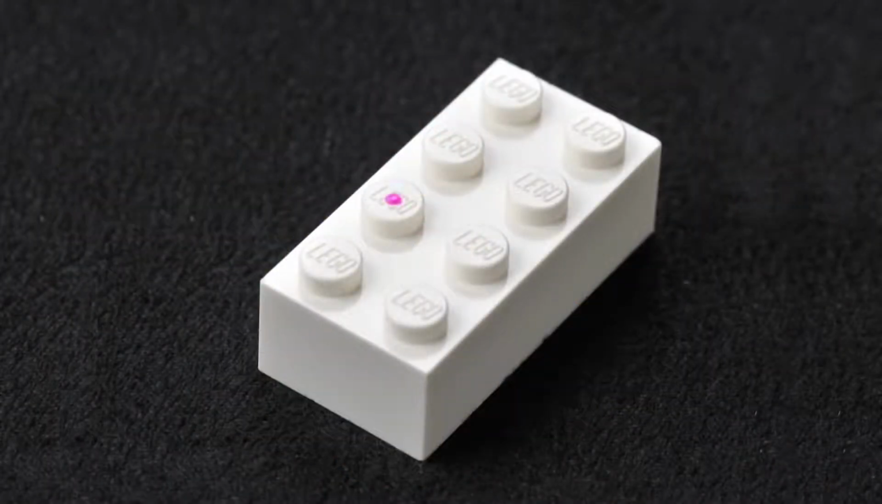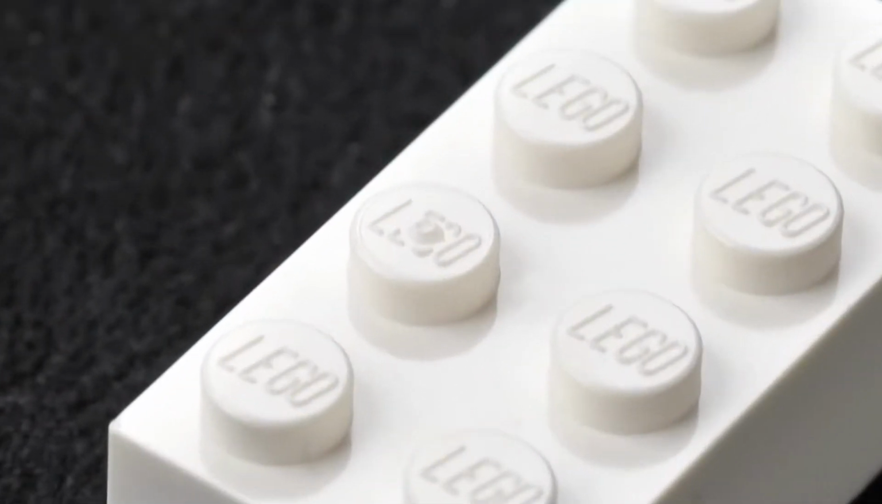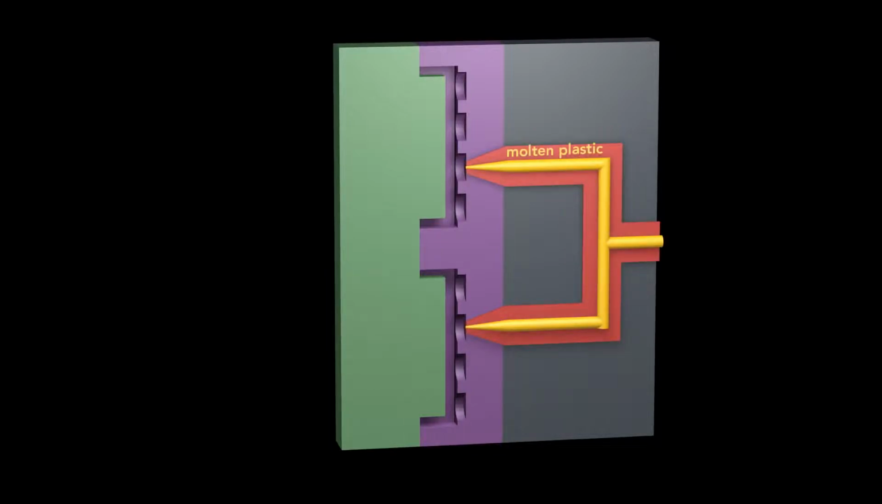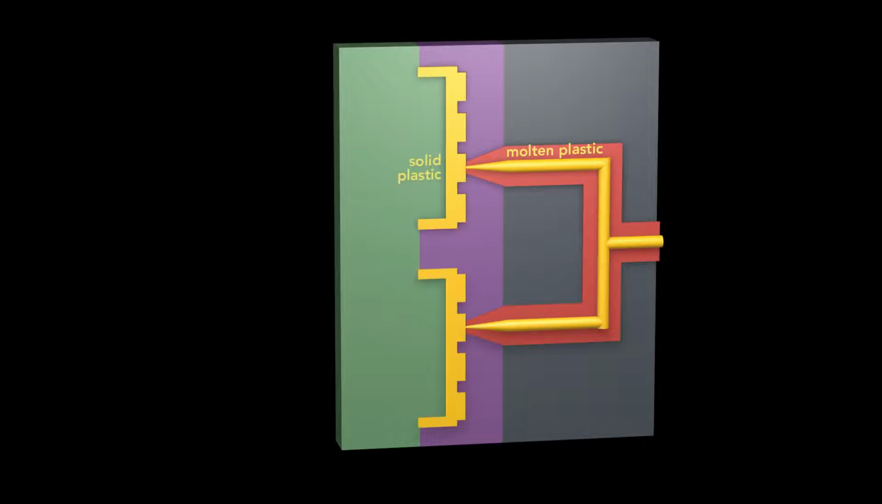One impressive example of injection molding is the Lego brick. You can see the injection point in the middle of a stud, but this is not from a gate or a sprue. The Lego molds use hot runners. Hot runners are a heated distribution network. This keeps plastic inside the runners molten while the plastic in the mold solidifies.